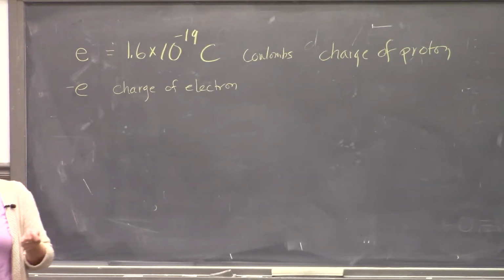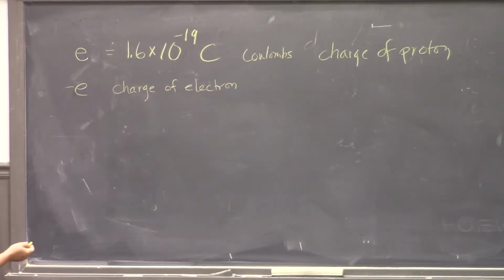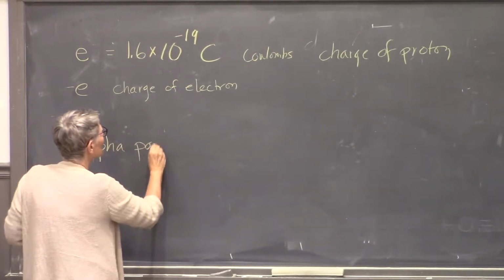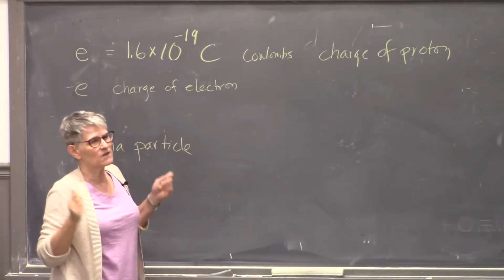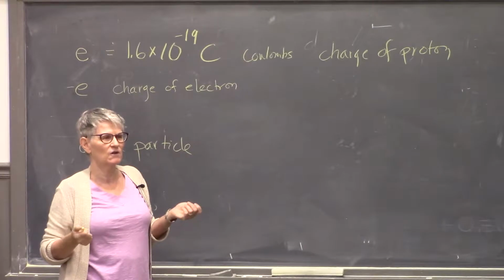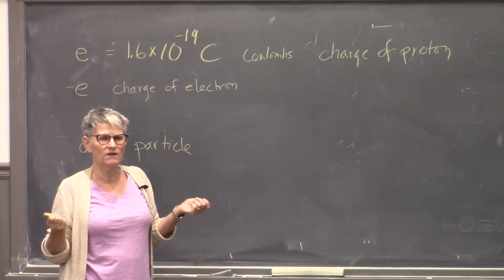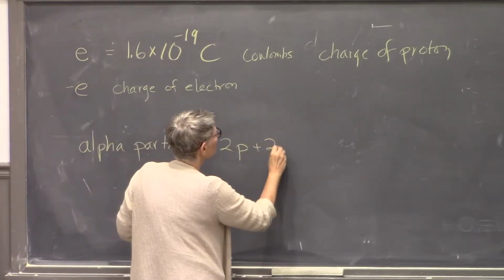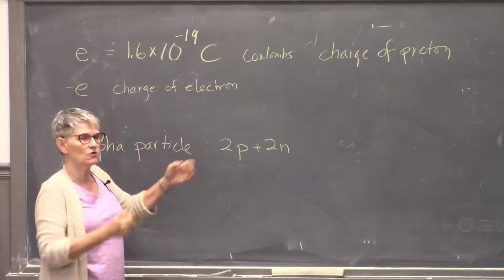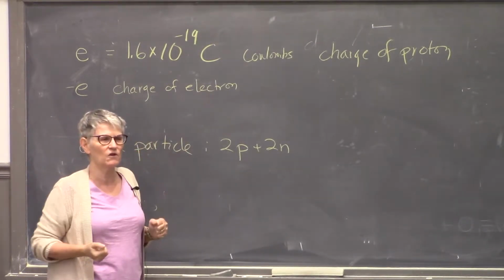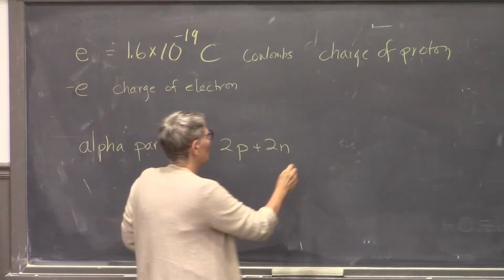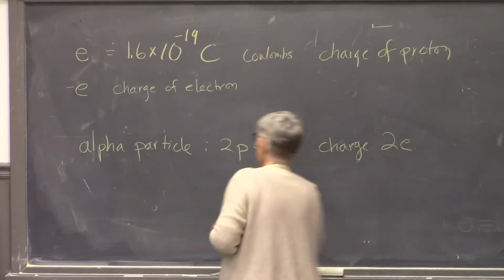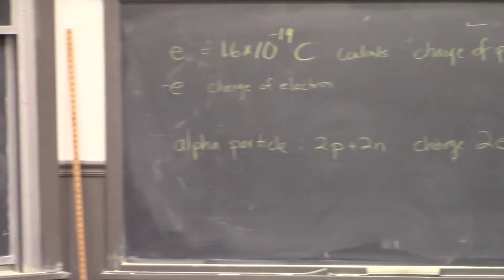And if you have something that has several protons, for example, an alpha particle, which is basically a helium atom nucleus with no electrons. It's one of the things emitted in certain radioactive decays. It's two protons plus two neutrons. We need the neutrons to hold the protons in there with the strong force. Its charge would be 2 times the charge of the proton because the neutrons have zero charge.